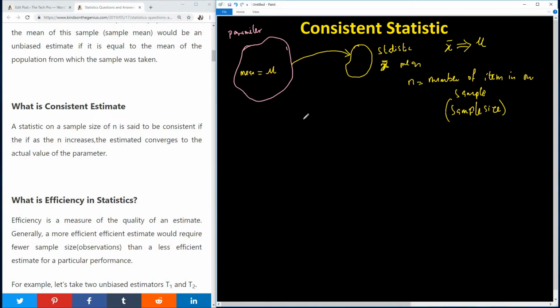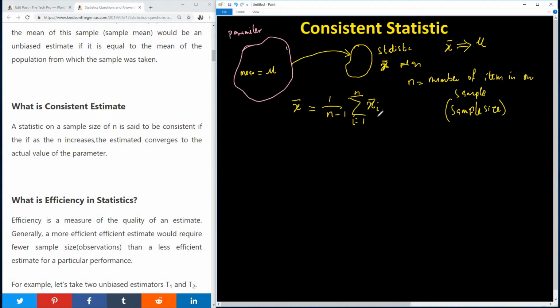So let's illustrate. We want to do this estimate using a procedure in this way. We have x bar is equal to 1 over n minus 1 times the sum of x_i, with i going from 1 to n. So x_i simply means all the items in our sample.